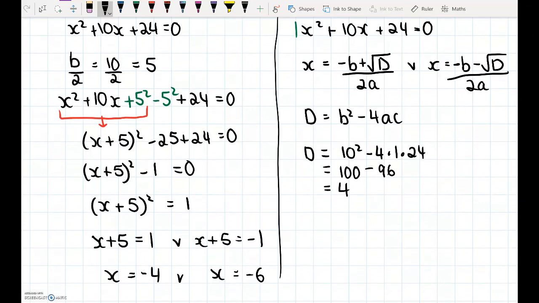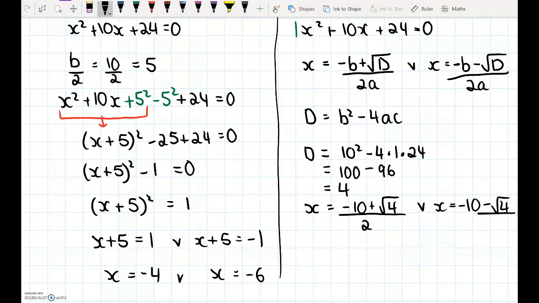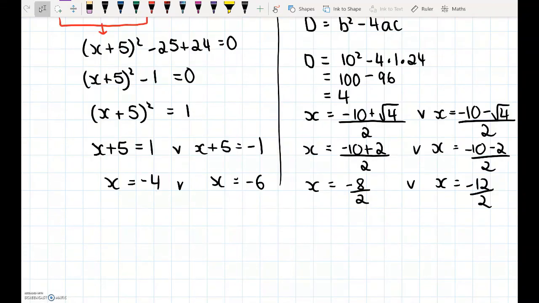All right, so x is equal to negative b, so negative 10, plus the square root of 4 over 2a, so 2, or x is equal to negative 10 minus the square root of 4 over 2. Okay, so negative 10 plus the square root of 4, which is 2, over 2, or x is equal to negative 10 minus 2 over 2. Minus 8 over 2 gives us an answer of x is equal to minus 4, or minus 12 over 2 gives us an answer of x is equal to minus 6.